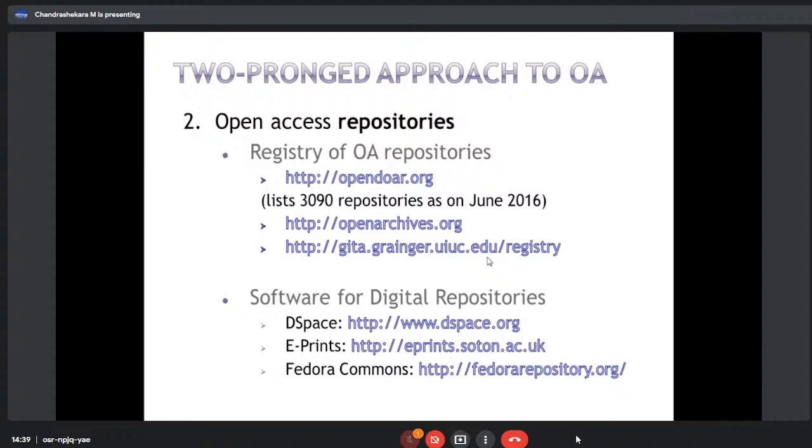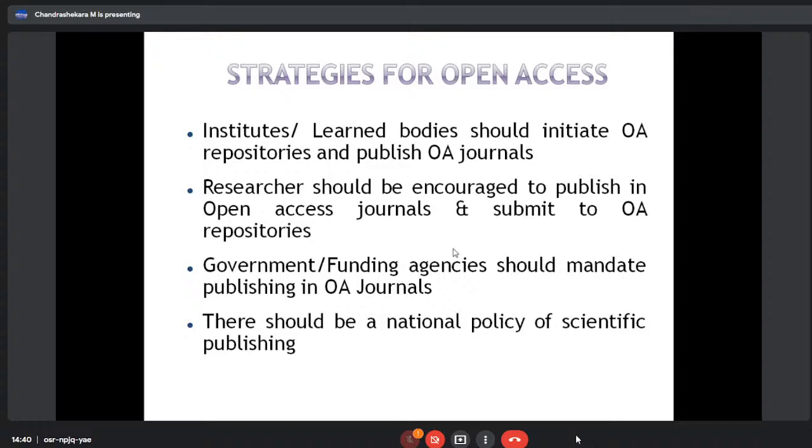Some software is also very much needed. If you are developing digital repositories, or institutional repositories, then DSpace is a very good software. DSpace is freely available. EPrints is also available. Fedora Commons is also available. This is dspace.org, eprints.org, and fedora-commons.org. Then, strategies for open access. What are the strategies? Institutes and learned bodies should initiate OA repositories and publish OA journals.